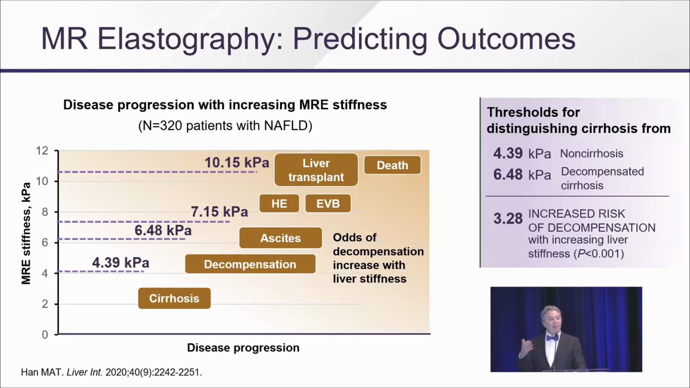And of course, MR elastography also predicts outcomes beyond cirrhosis. So it not only can predict cirrhosis, it can predict the risk of decompensation. So we have cirrhosis. Remember, MRE has numbers that are much lower than FibroScan. So 4 is about where cirrhosis starts. Why they couldn't just make it 8 and 10 in the same numbers, I don't know.